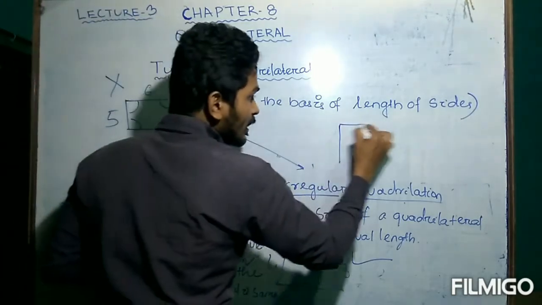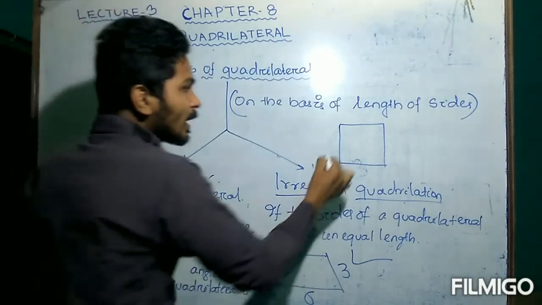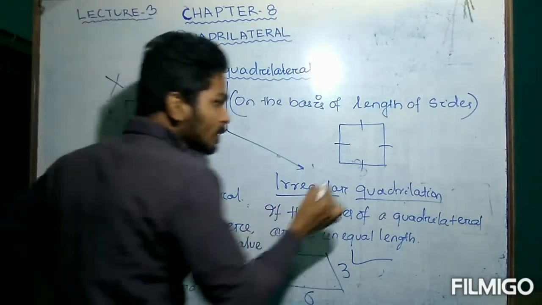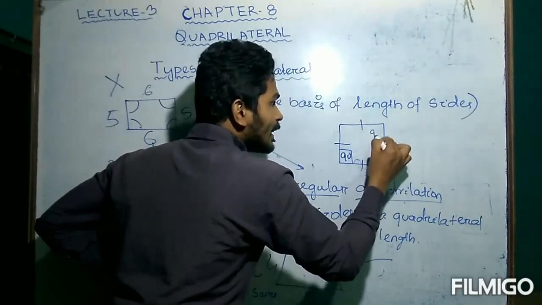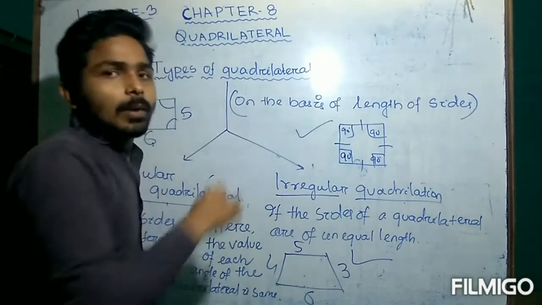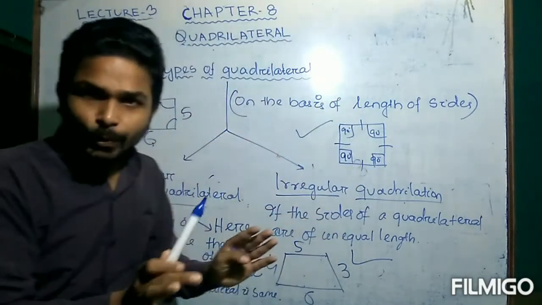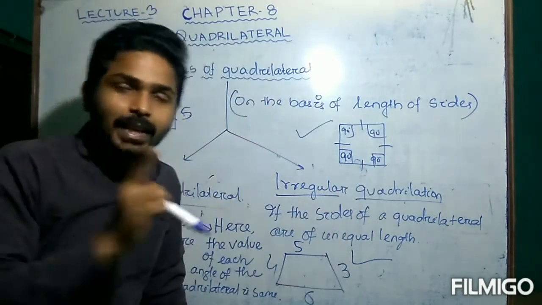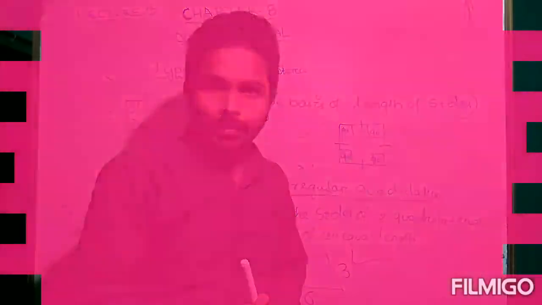For example, you can take a square. In case of square, all the four sides are equal, you know it, right? And here also each angle must be equal, 90, 90, 90, 90. Then it is known as regular quadrilateral. So in order to be regular quadrilateral, all the four sides are equal. That is the most important thing. And you also know that here each angle must be equal. Okay, now it is done.